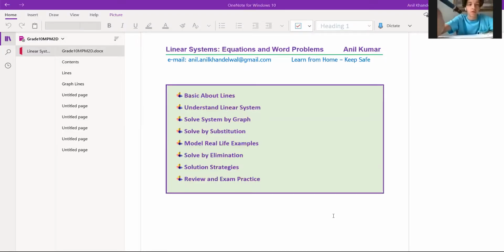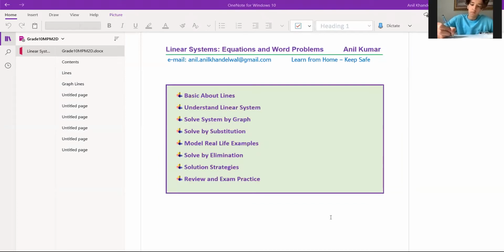Tell me what is the title on this page? Linear system equations and word problems. Perfect. So that is going to be our title for the first week, I think, at least. So we'll touch about basics about line. We'll understand linear system. We'll solve system by graph. We'll solve by substitution method.